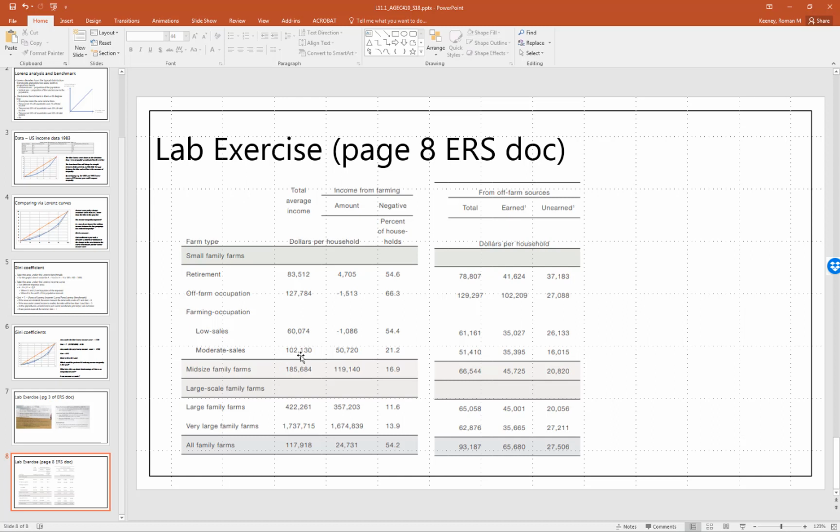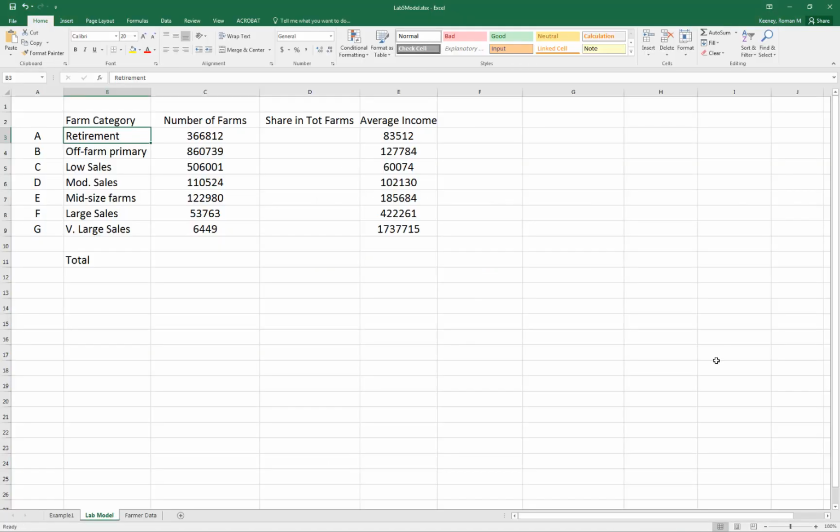And so you end up with a way to recover the total income in any group, because the total income for all retirement farms must be equal to the average income times the number of farms. Okay, they have some other data out here, but for now in the example, we're just going to work through this. And that gives us our starting point.